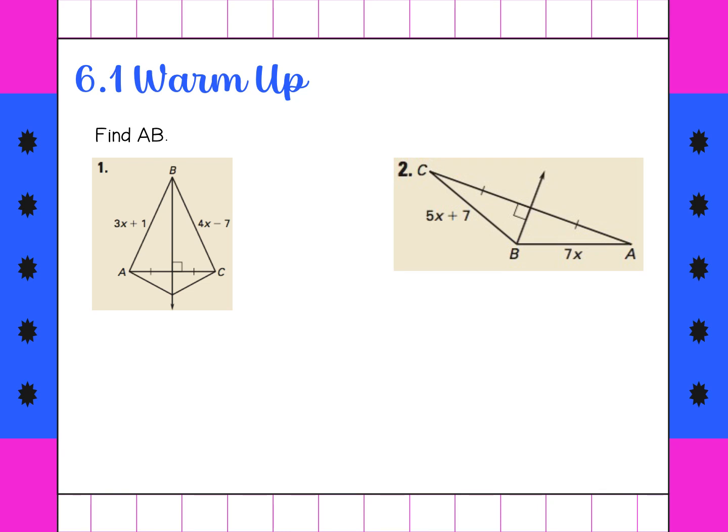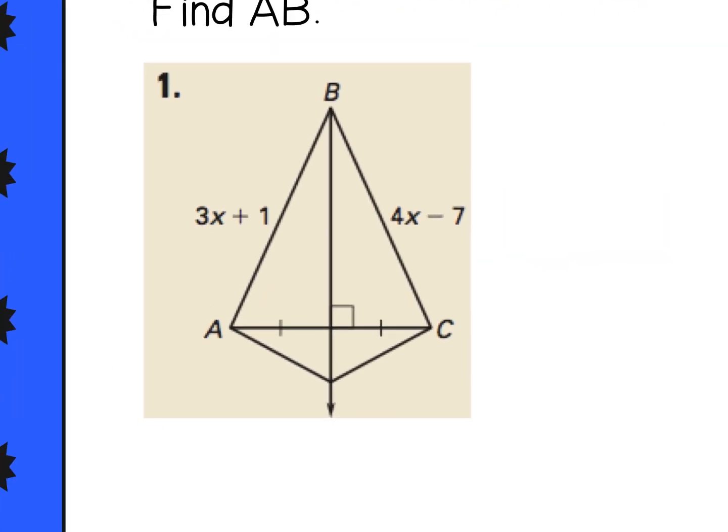Okay, so in section 6.1, this is where we learned about the bisectors. We learned about a perpendicular bisector and an angle bisector. So for the first two questions in this warm-up, what you needed to do is recognize that both of these were perpendicular bisectors. And the way that I can tell that this is a perpendicular bisector is because of the right angle here and the congruency marks on segment AC here.